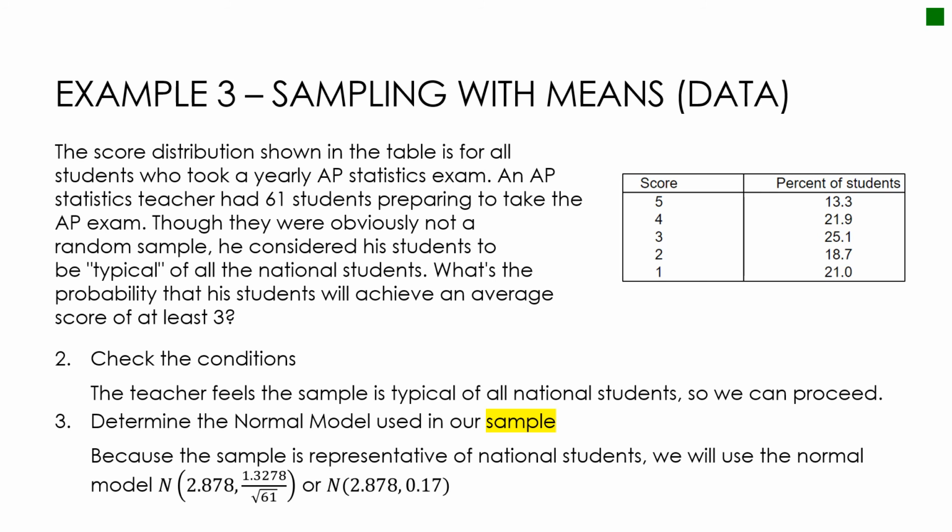So looking at the conditions, we already know that the teacher said, yes, this is typical of national students, so I don't have to check anything else. But be careful on the sample, because when I found my mean, it was 2.878. When I found my standard deviation, it was 1.3278. But remember, I can't just use 1.3278 because I have to look at that in terms of a sample of 61 students. So notice I have divided that by radical n, which is radical 61. This is the model that I'm using. So I see a lot of people make that mistake of trying to use the 1.3278, and of course that's going to give you a very wrong answer.